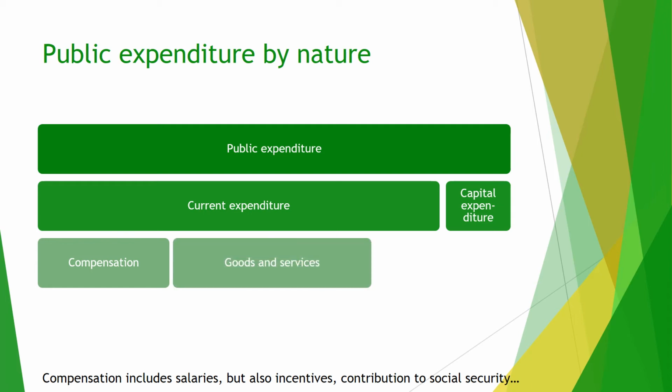So there's compensation, there's goods and services, and transfers. These are three typical categories of current expenditures that you will find in a national budget.